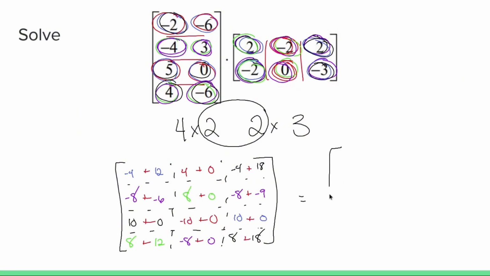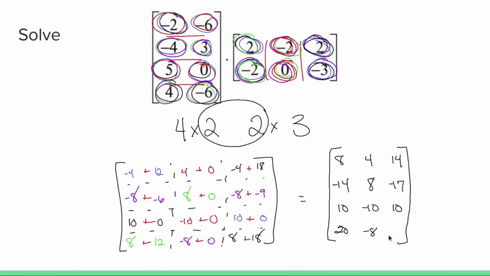Now let's do 12 separate addition problems and be done with it. Negative 4 plus 12 is 8. 4 plus 0 is 4. Negative 4 plus 18 is 14. Negative 8 plus negative 16 is negative 14. 8 plus 0 is 8. Negative 8 plus negative 9 is negative 17. 10 plus 0 is 10. Negative 10 plus 0 is negative 10. 10 plus 0 is 10. 8 plus 12 is 20. Negative 8 plus 0 is negative 8. 8 plus 18 is 26. And we're done.